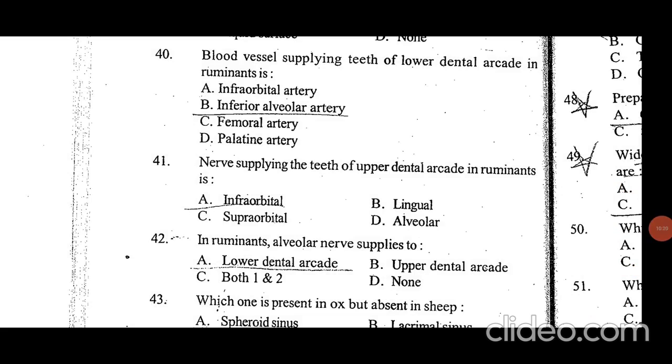In ruminants, the alveolar nerve supplies the lower dental arcade, and this lower dental arcade is supplied with blood through the inferior alveolar artery. Which one is present in ox but absent in sheep?